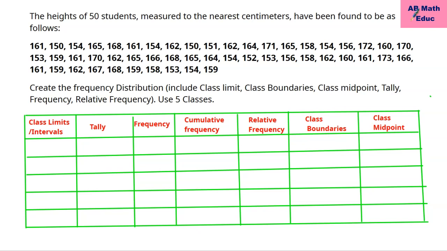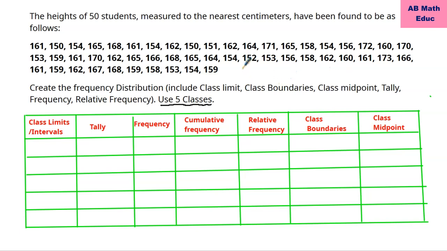The heights of 50 students were measured to the nearest centimeter and found to be as follows. We asked these 50 students their height and collected the data here. Here we want to organize this into a frequency distribution. We need the class limit, the tally, the frequency, the cumulative frequency, the relative frequency, and the class boundary. The key point to underline is 5 classes. They want us to use 5 classes.